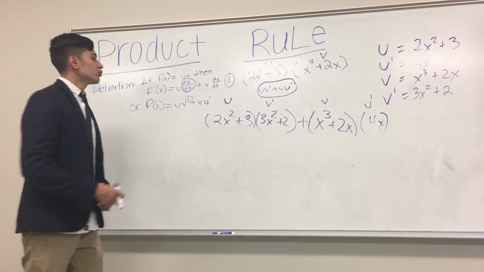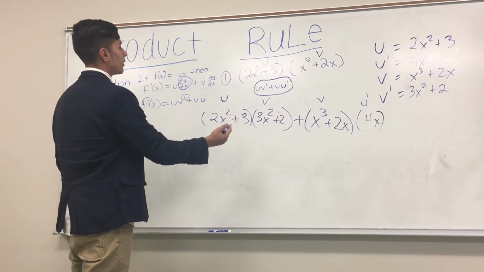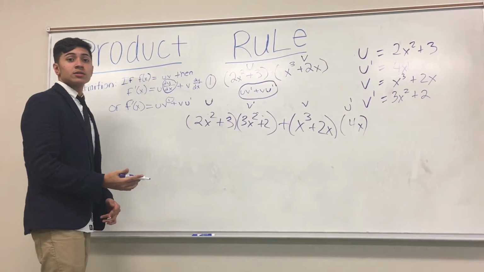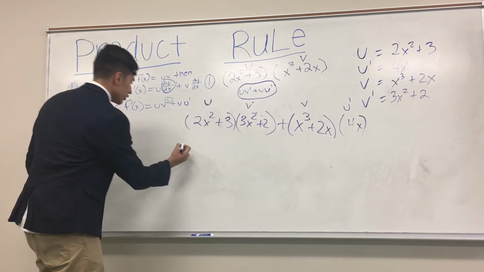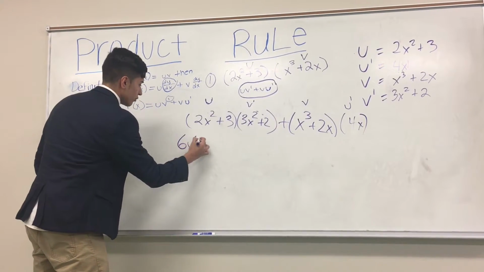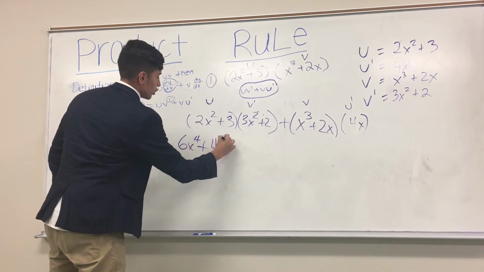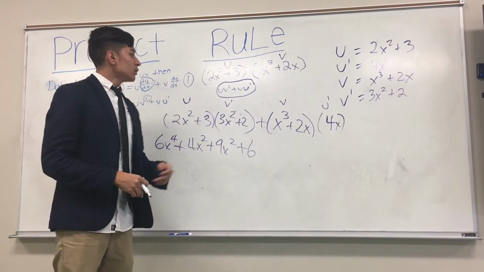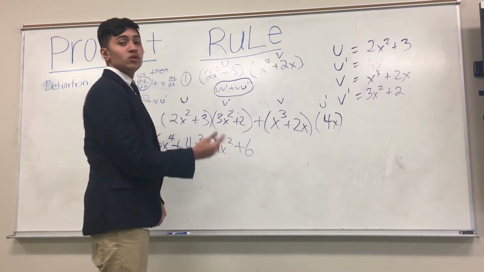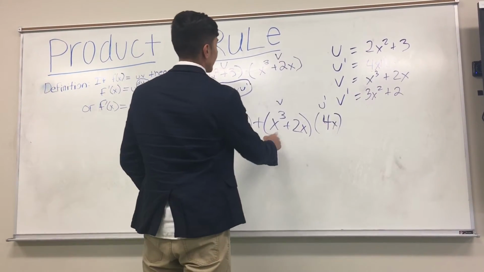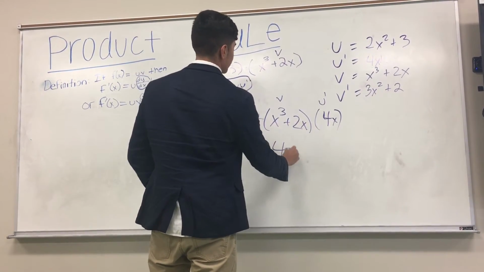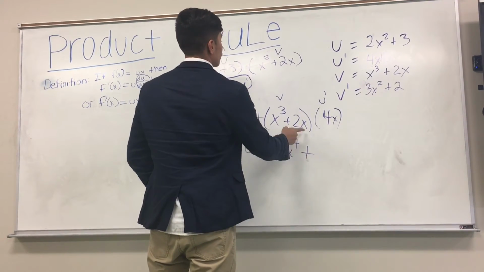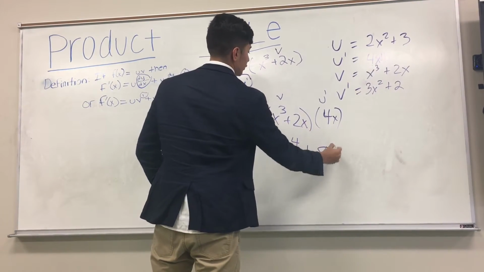Easy. So now we're going to multiply u and v prime. If you multiply this correctly, you should get the answer of 6x to the fourth power plus 4x to the second power plus 9x squared plus 6. So now we're going to multiply v times u prime. So x cubed times 4x is going to give you 4x to the fourth power, plus 2x times 4x will give you 8x to the second power.